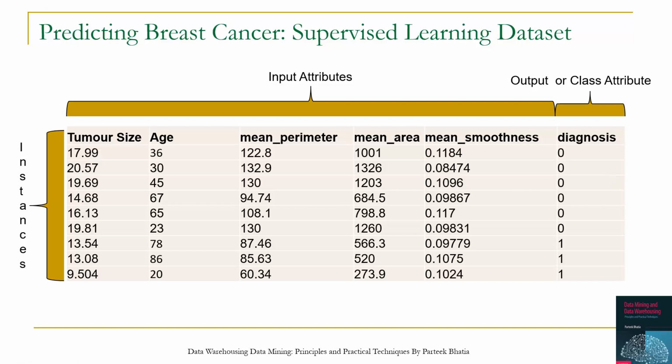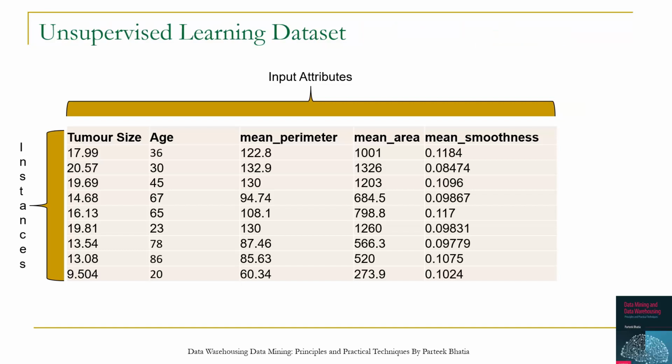But let's suppose this output attribute is not given to us. Then we cannot use this dataset for classification purpose. Then we can make the clustering of patients based on these input attributes. So we can cluster the patients based on their age, or we can cluster the patients based on the similarity in their tumors. So the point is that if the output attribute is not given, we cannot use it for prediction, but we can still make important use of it by making clusters or groups based on these input attributes.